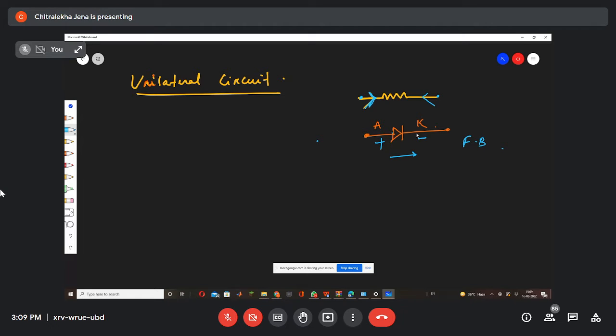Suppose you are giving the reverse, that means giving cathode positive with respect to anode, then the current will not flow. Current never flows from cathode to anode, but current will always flow from anode to cathode. So this element is a unilateral element.